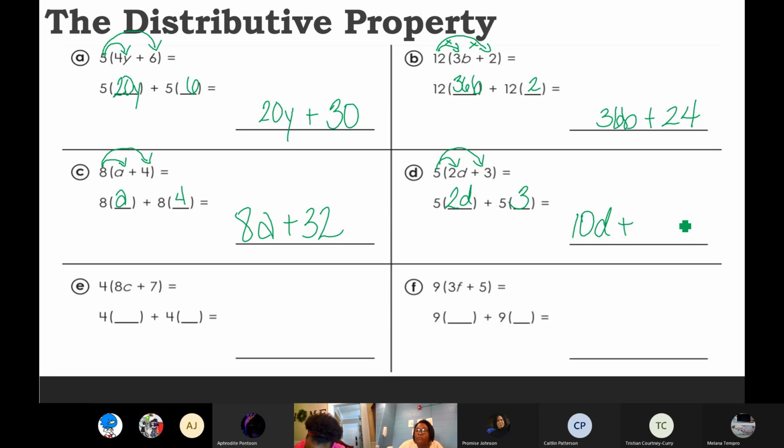D plus, what will go here? What's our number here? Think about what we're doing. 15.